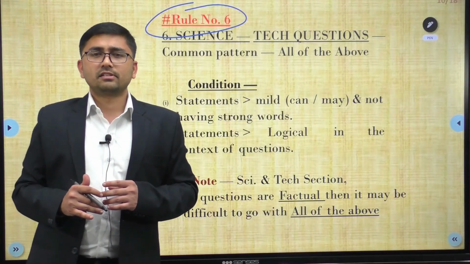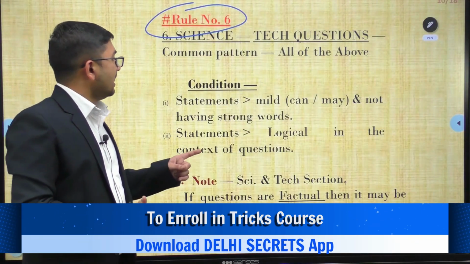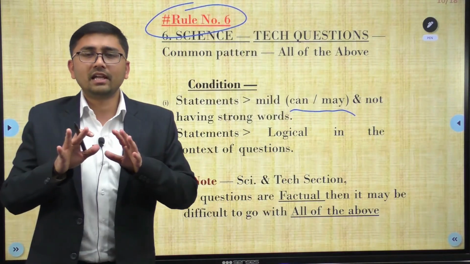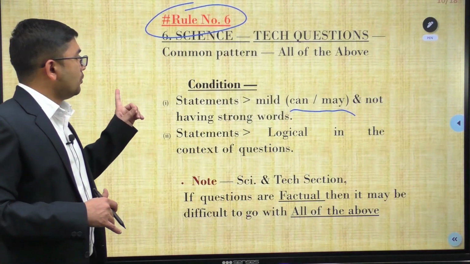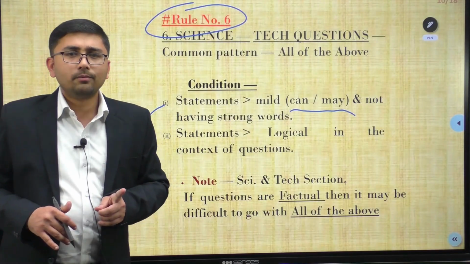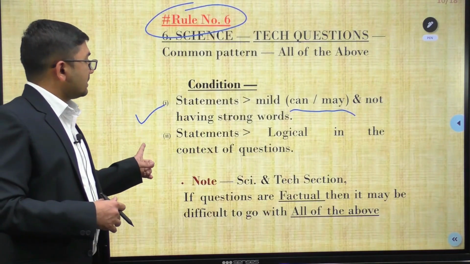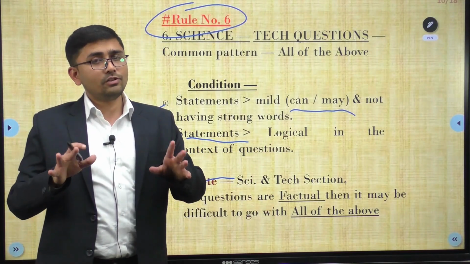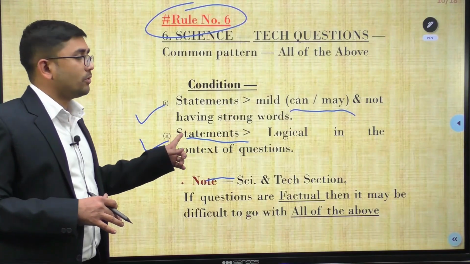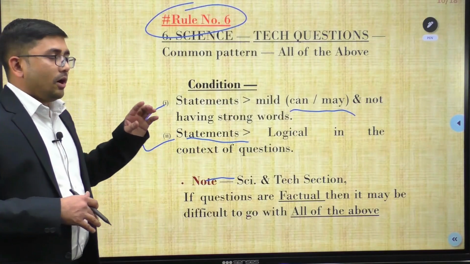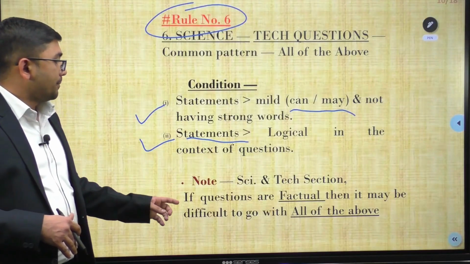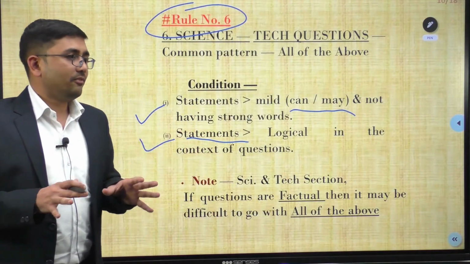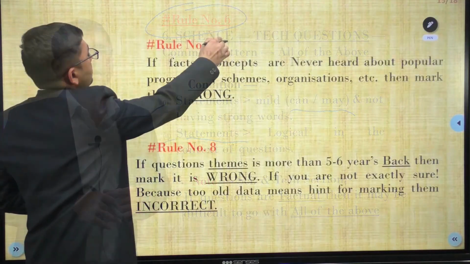Why? There are some conditions. The condition is that if the statement is mild, or has words like can and may and no extreme or strong word, then you can go with all of the above. That time you may get it correct. Second, if the statement is logical in the context of the question, then you can go with all of the above. Keep this in mind: in the science and technology section, if questions are factual, then it may be very difficult to go with all of the above.